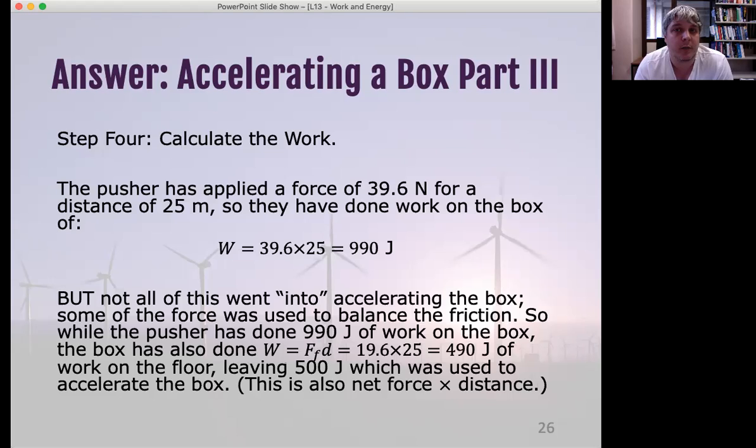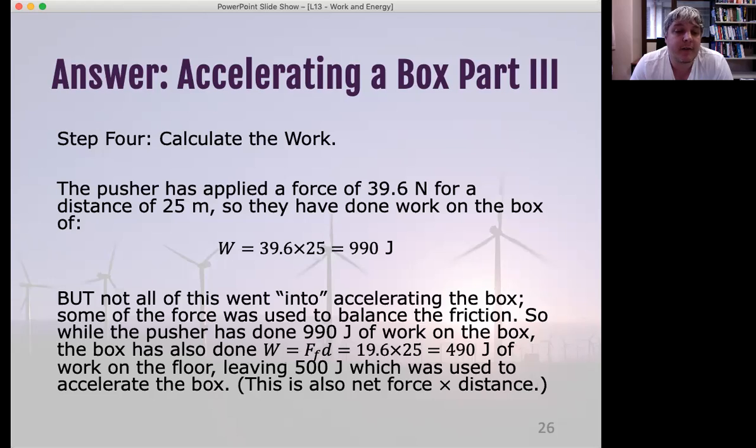So the pusher is doing work on the box, and the box is doing work on the ground, but the box is also accelerating. So while the pusher has applied 990 joules of work on the box, the box has done 490 joules of work on the floor. That's just that friction force times the distance. The distance is still the same. The box has still traveled 25 meters, but the friction force was only 19.6 newtons, which gives us 490 joules of work done by the box on the floor.